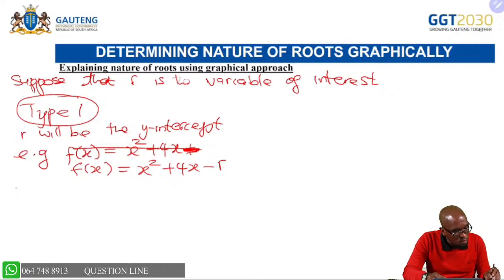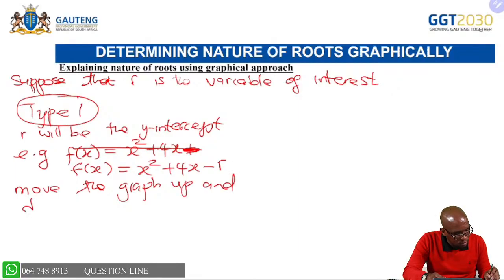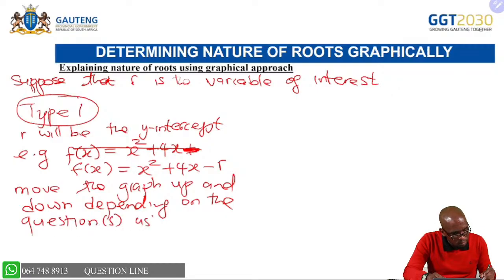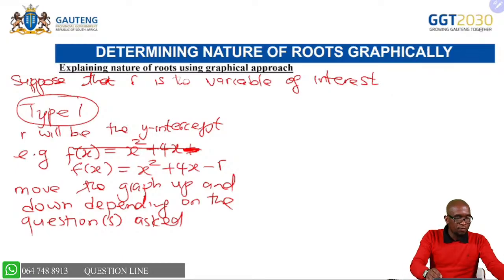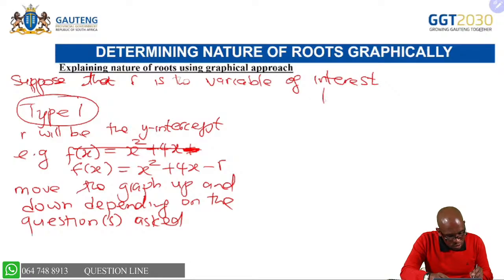So what you're going to do here, if r is the y-intercept, we're going to move the graph up and down, depending on the question asked. So if r, or the variable we are interested in, is the y-intercept, we are going to be interested in moving the graph up until we get to the desired roots. But there is also another type, type 2.